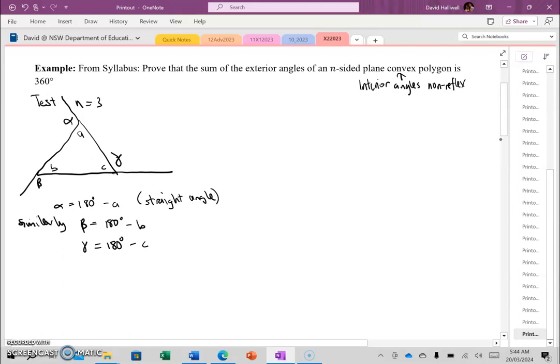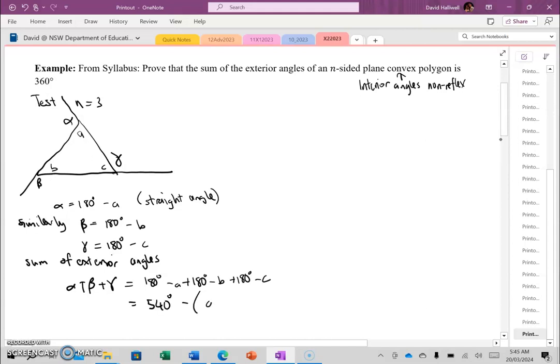So we want to work out the sum of the exterior angles. That's alpha plus beta plus gamma. Well, that'll be 180 degrees minus A plus 180 degrees minus B plus 180 degrees minus C. So that's going to be, if you add up, 540 minus bracket A plus B plus C. And A plus B plus C is the sum of the interior angles of a triangle, which we know is 180.